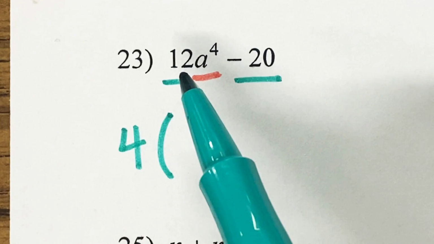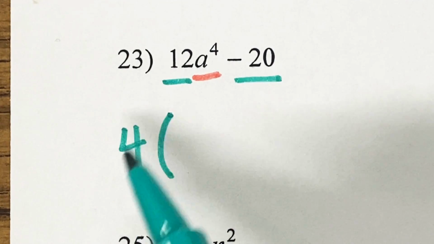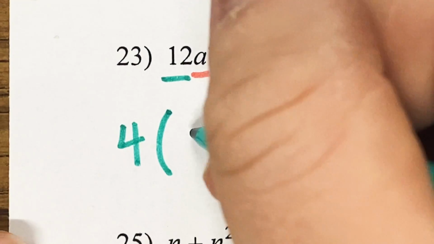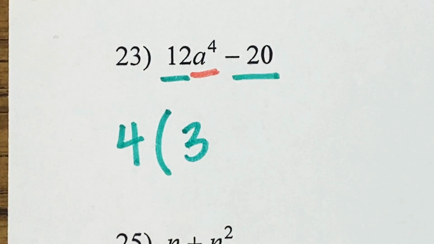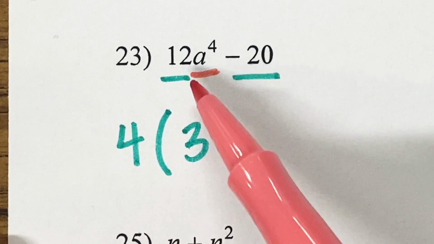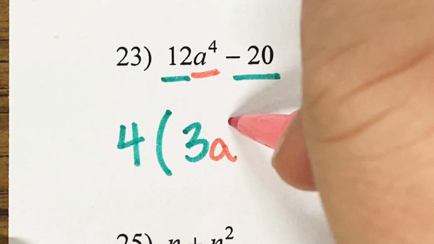So we had 12, and we're dividing by 4. What is 12 divided by 4? That's going to go in our first spot. 12 divided by 4 gives me 3. We couldn't take out any a to the 4th, so what's left? Just a to the 4th.